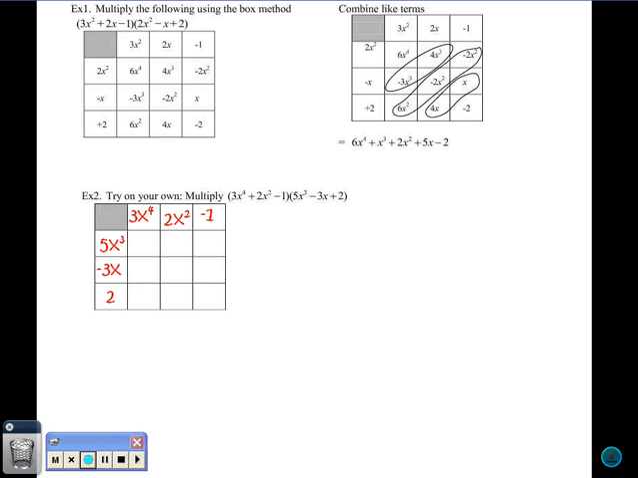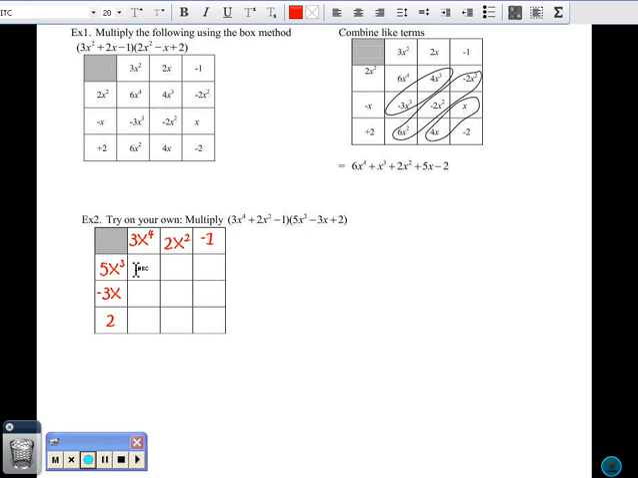So 5x to the third times 3x to the fourth is 15x to the, that's right, 7th. 2x squared times 5x cubed is 10x to the 5th. And 5x times negative 1 is negative 5x cubed. Alright, so there's all those.